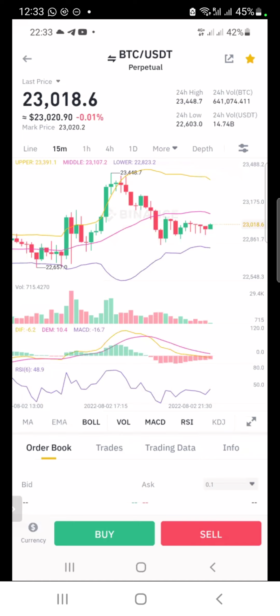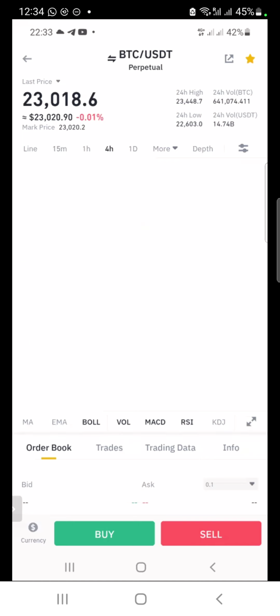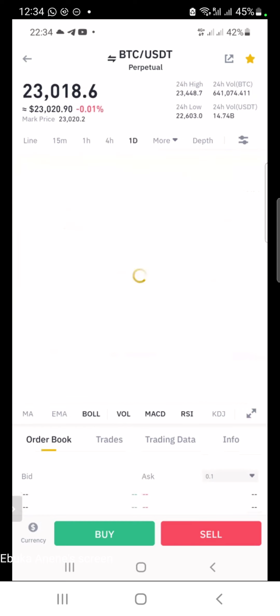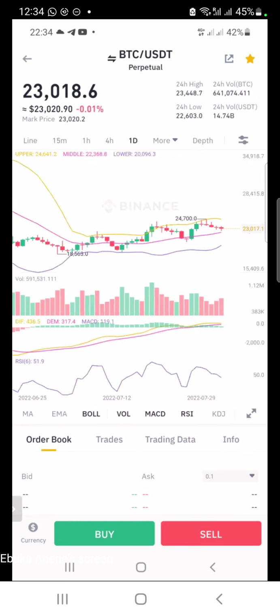So look at 4 hours now. 4 hours is showing me that the market is consolidating and it will drop, still fall. So between now and even 6 a.m. tomorrow, market will come down. That's what it's showing me. So look at 1 day. See what happened in one day. Price got to the upper part of the Bollinger Band and started coming down. You see it? Yes, sir.